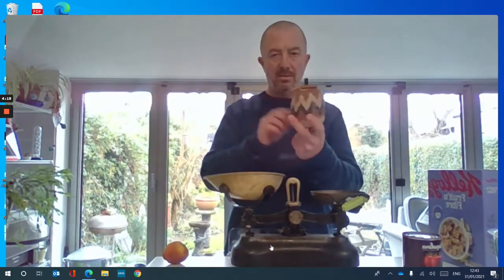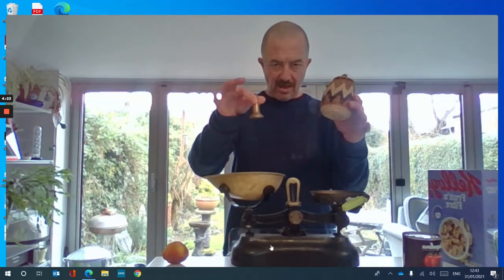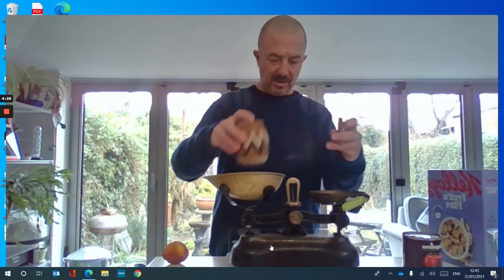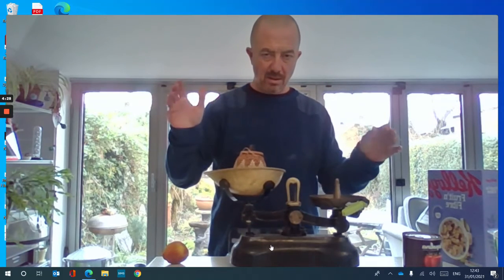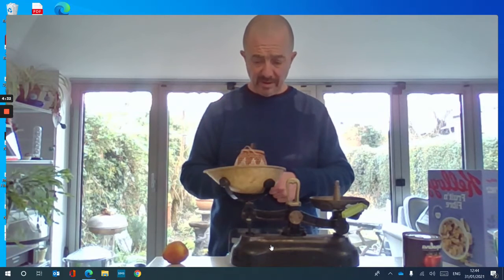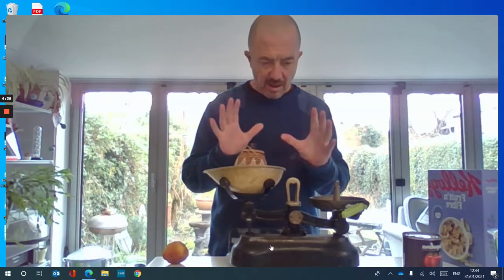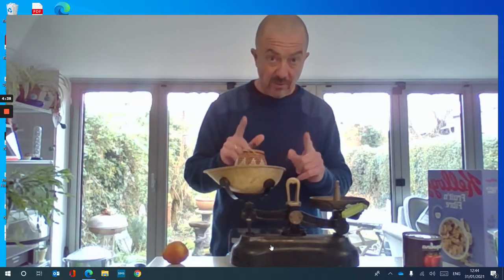The next thing we've got to try is this basket. Now the basket is a lot bigger than the metal ornament. Let's see how much they weigh. Oh look, the ornament's heavier as well. And that's surprising because this is bigger, this is smaller. However, its size doesn't matter when it comes to weight.